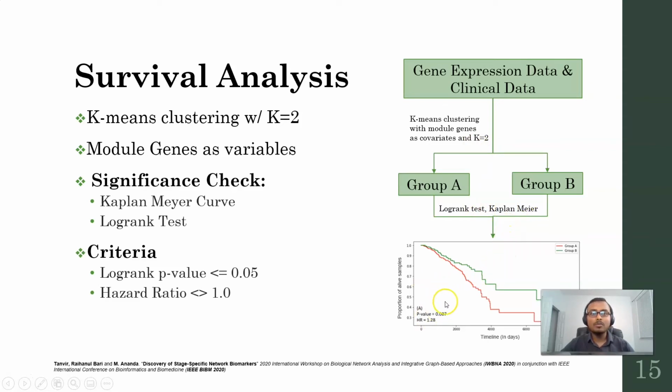And the criteria that we used here was a log-rank p-value less than or equal to 0.05 or a hazard ratio greater than or equal to 1. So in the example Kaplan-Meier test here, we can see that group A and group B are clearly distinguishable from one another with a very low p-value and a comparatively high hazard ratio.